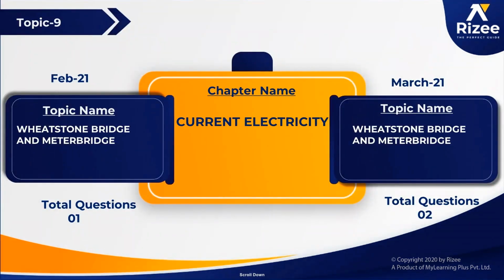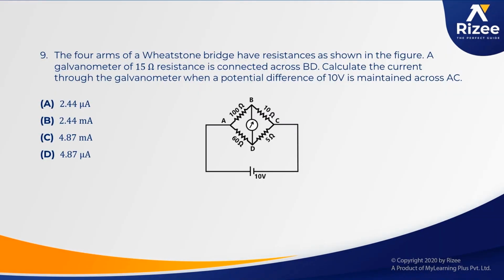So next one, it is in the current electricity chapter: Wheatstone bridge and the meter bridge. In the February session he has given 1 question, in the March session he has given 2 questions. So most important thing: the 4 arms of a Wheatstone bridge have resistances as shown in the figure. A galvanometer of 15 ohms resistance is connected; the galvanometer resistance G is connected across BD. Calculate the current through the galvanometer when the potential difference is 10 volts.